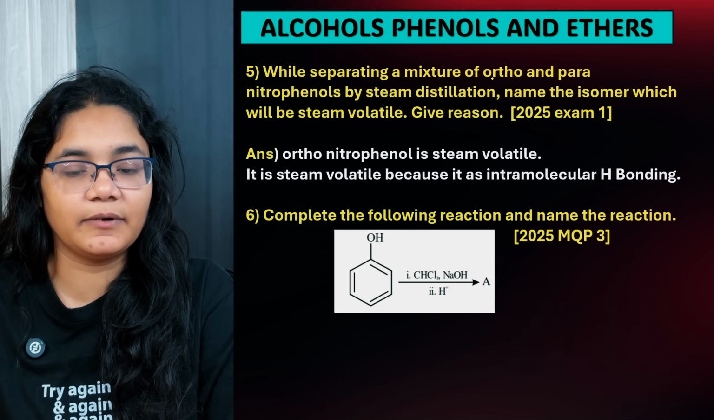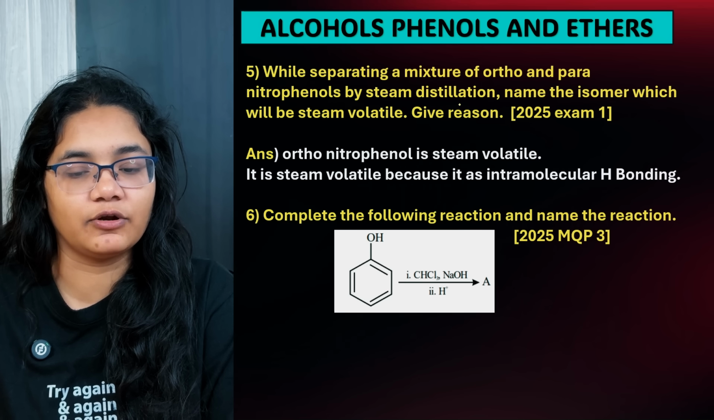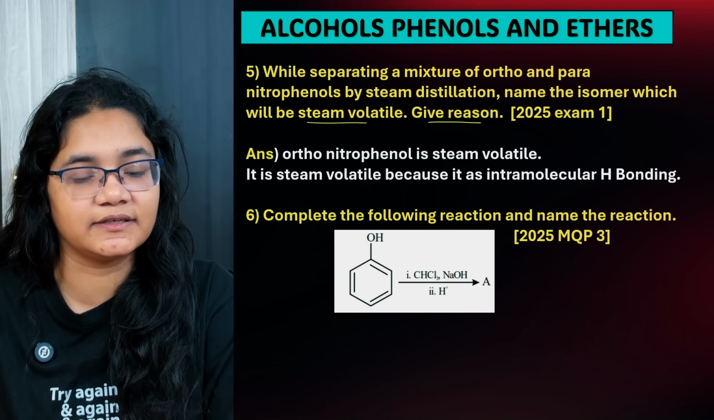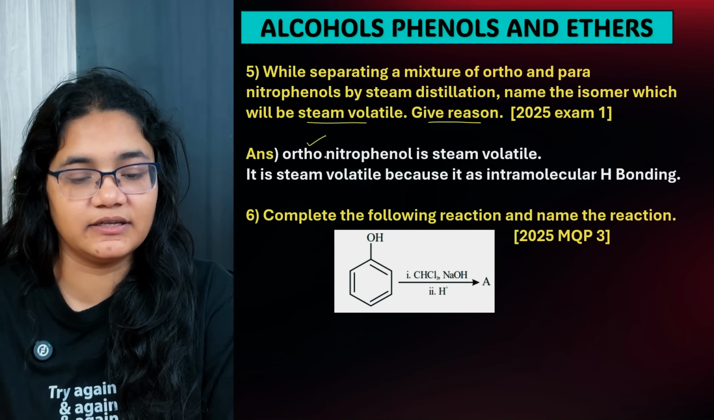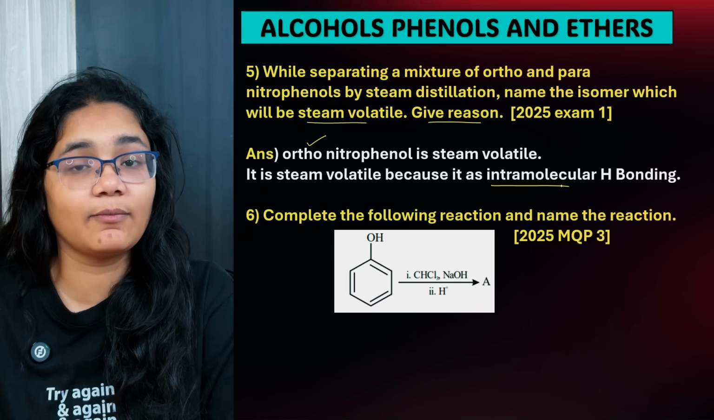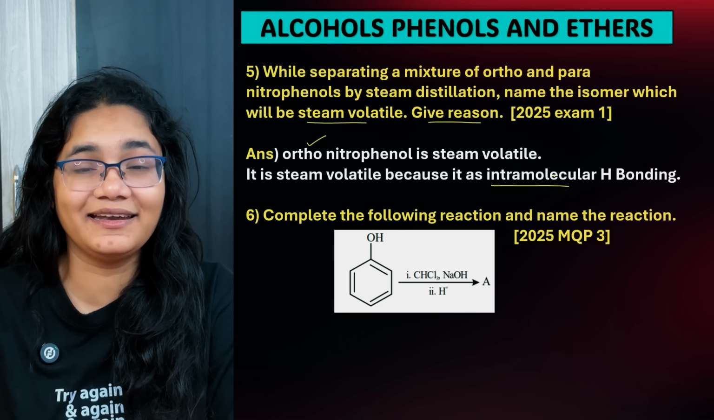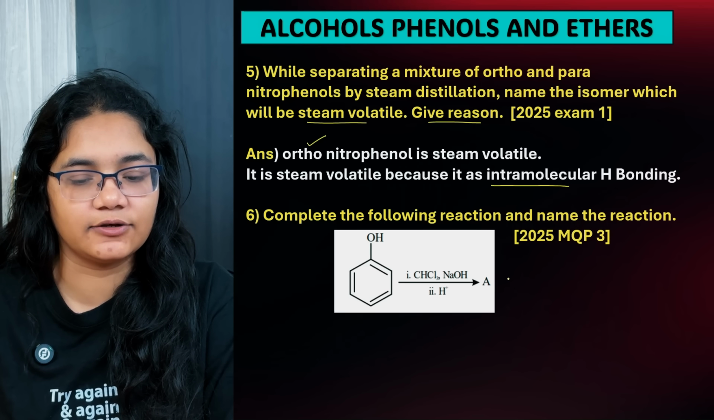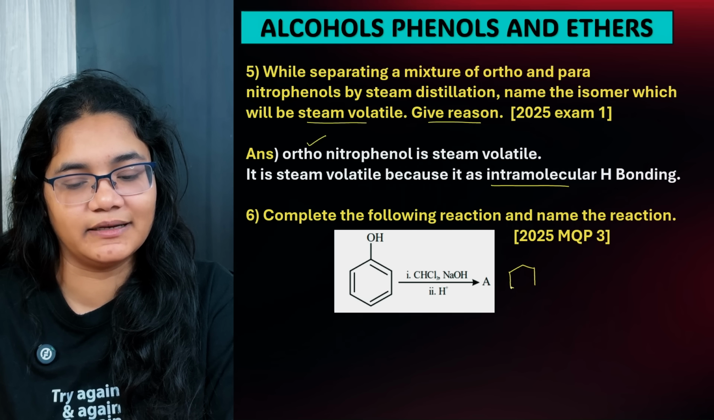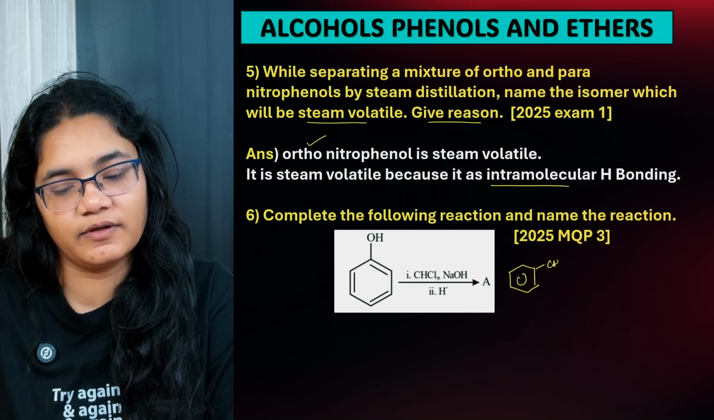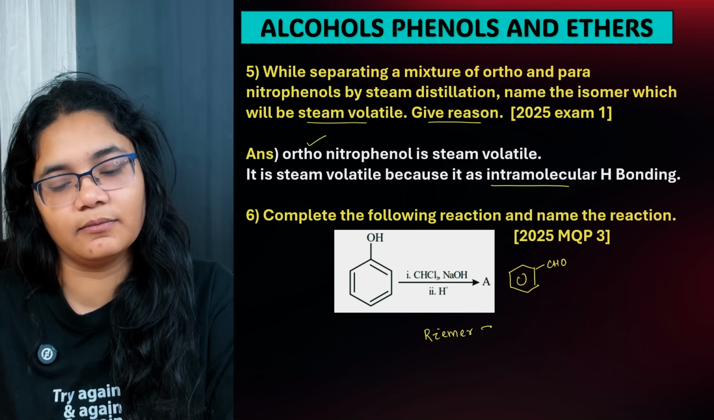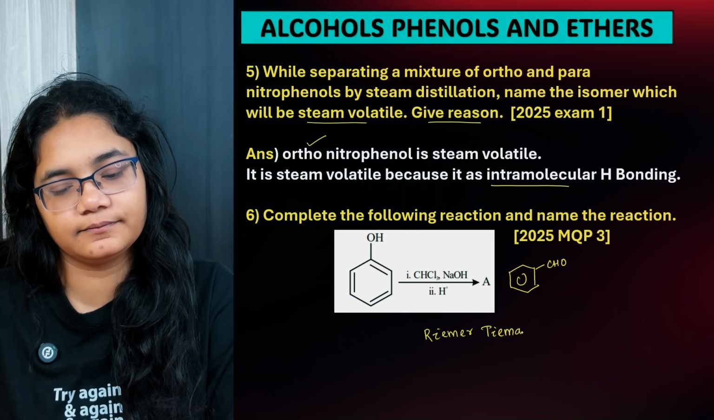Next, while separating a mixture of ortho and para nitrophenols by steam distillation, name the isomer which will be steam volatile and give reason. So ortho nitrophenol will be steam distilled. It is because it has intramolecular hydrogen bonding and not intermolecular hydrogen bonding. Next, complete the following reaction and name the reaction. So here the product will be benzaldehyde, CHO will be attached, and the name of the reaction, all of you might be knowing, is Reimer-Tiemann reaction.